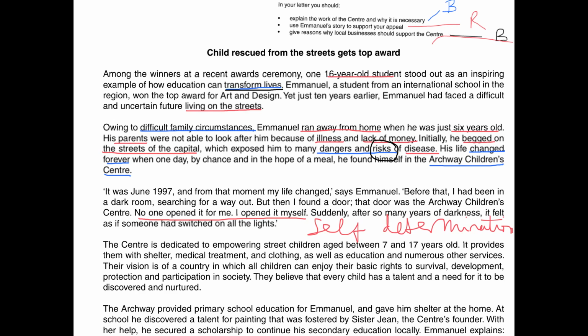Well, I know immediately that that's all about one thing. It's nothing to do with his story. It's going to give me a lot about the work of the centre, so let's go blue.